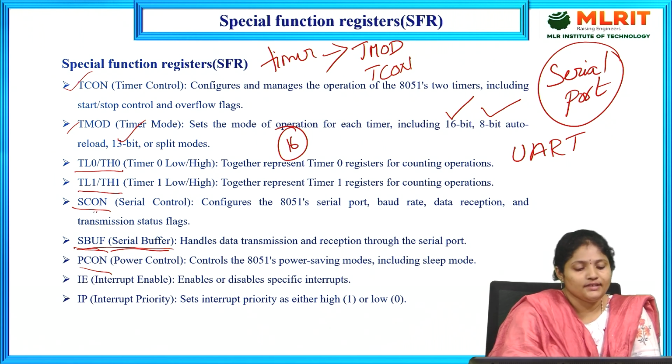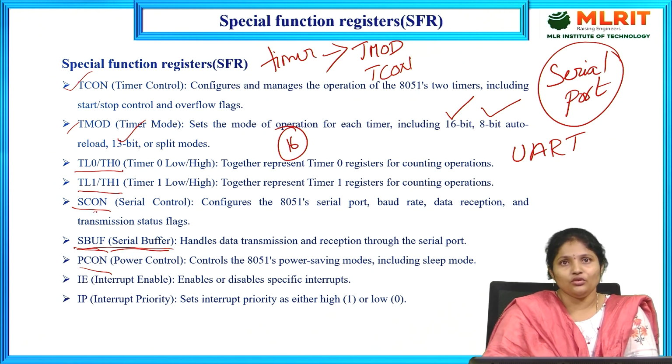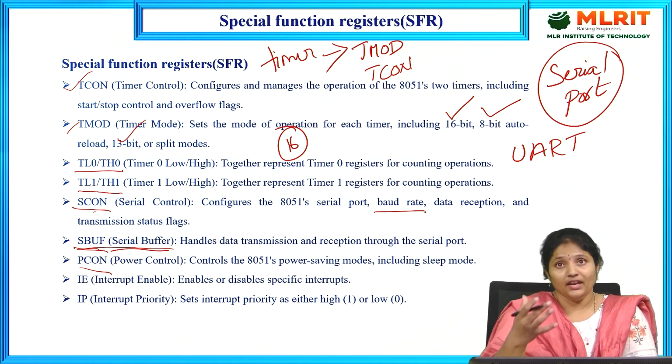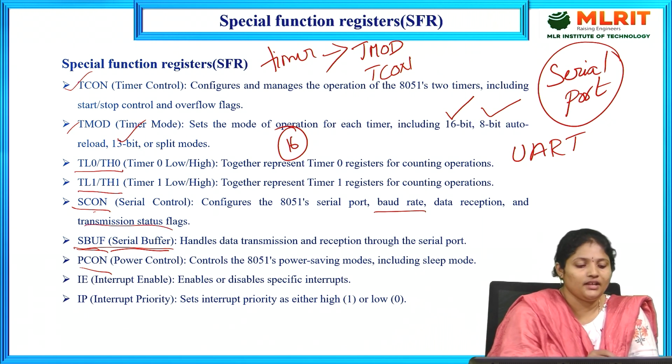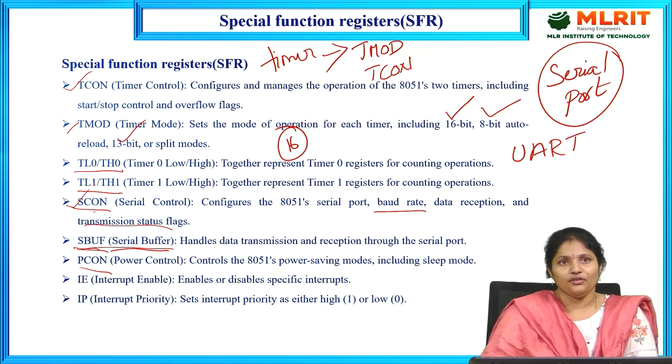Coming to the SCON, serial control. To configure the 8051 serial port, how much baud rate does it need to support? So again, what is a baud rate? Baud rate is the number of bits transmitted per second. So to set the baud rate, and the data reception and transmission flags, everything will be in the serial control register SCON.